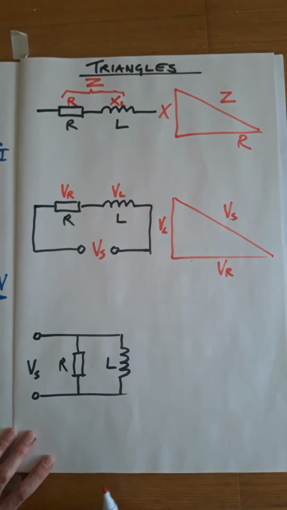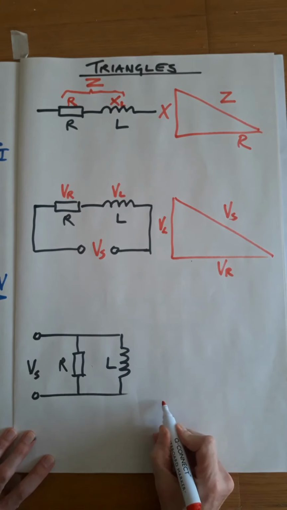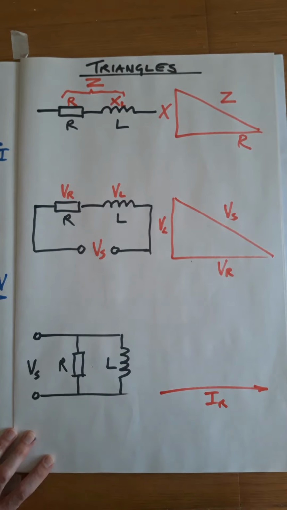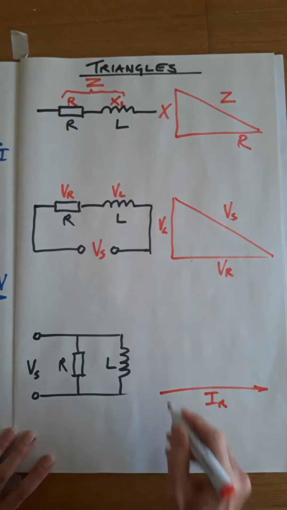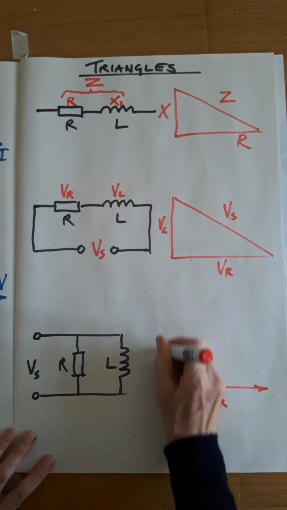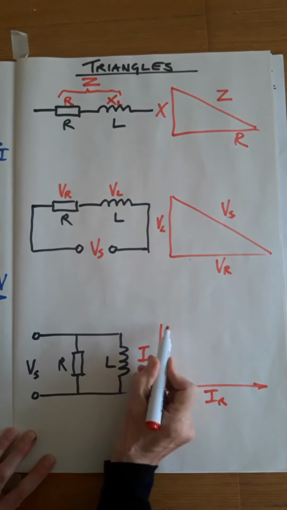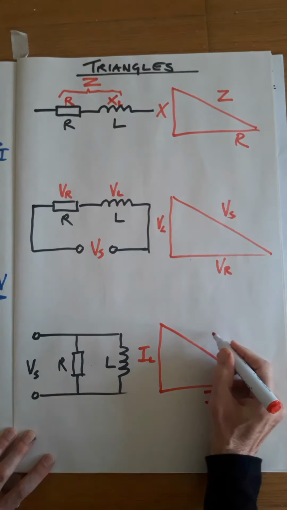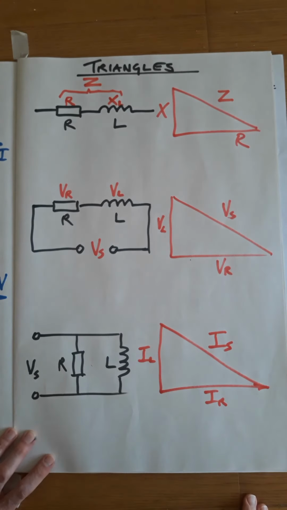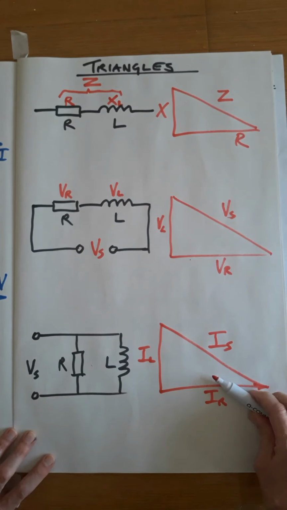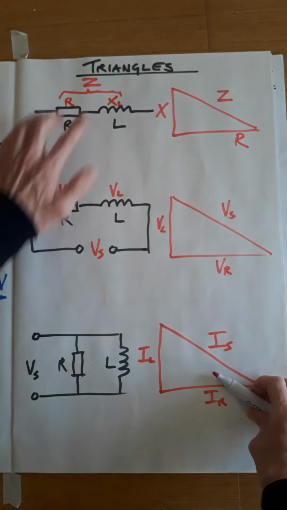Finally, onto a parallel circuit. In this circuit, the current through the resistor is horizontal. The current through the inductor, doesn't matter which way around you draw this, current through the inductor is there, and the supply current is there. So each of these diagrams, these triangles, have come from the circuit.